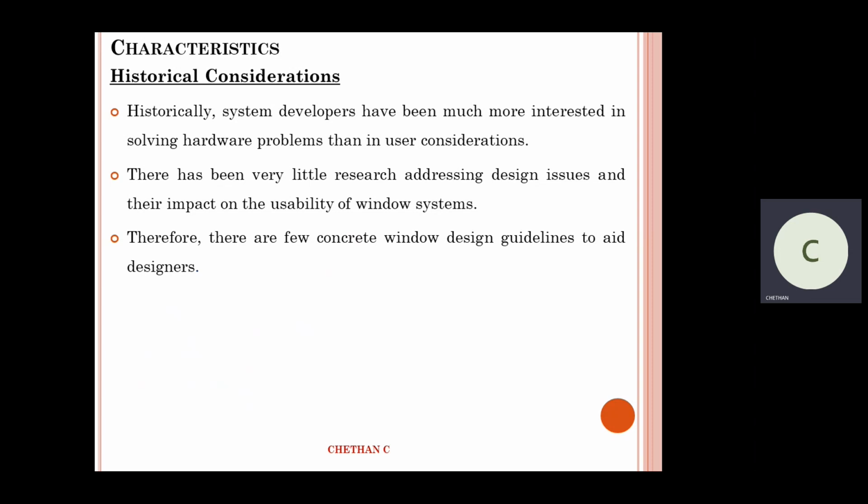Therefore, very few concrete window design guidelines are made available to designers. Look at the Windows operating system. If you look at its history, there have been very minimal changes. The same is not true of Android. I think you studied OS and know a lot of things related to it.